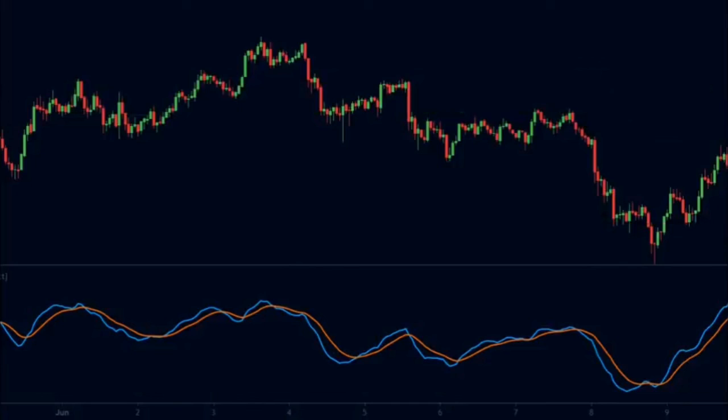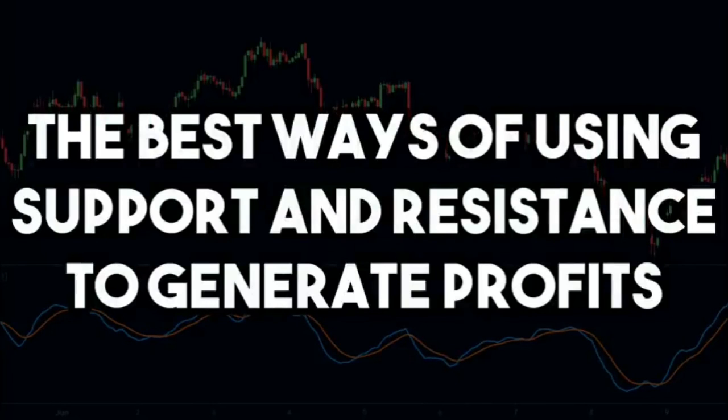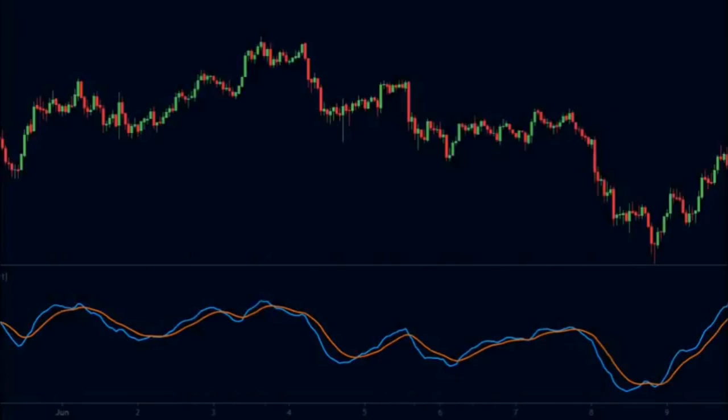So, the moving average and MACD are just an example. You can use different indicators and test them yourselves. That brings us to the end of this video. Here, I have given you the best ways of using support and resistance levels to generate consistent profits.